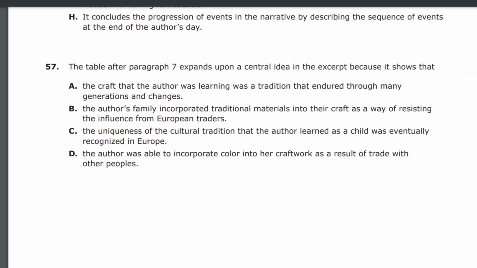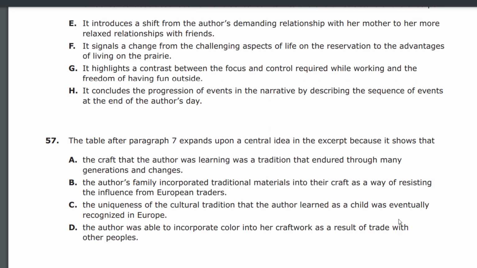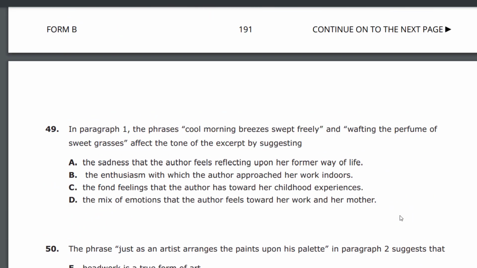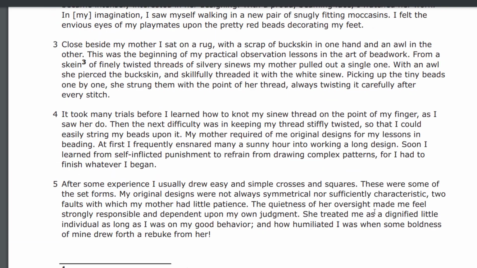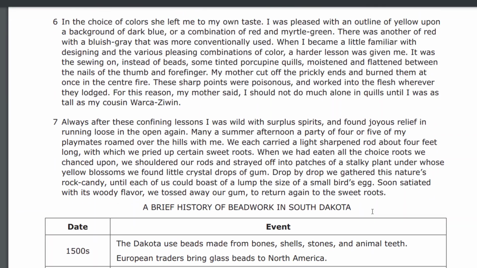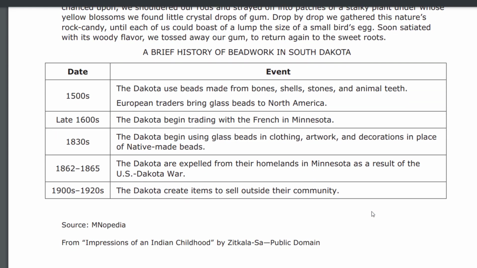57. The table after paragraph 7 expands upon a central idea in the excerpt because it shows that, okay, let's go back up to the table. So this was Impressions of an Indian Childhood, and it was about a young woman who is learning to do beadwork and learn various related skills. So this table shows a brief history of beadwork in South Dakota.